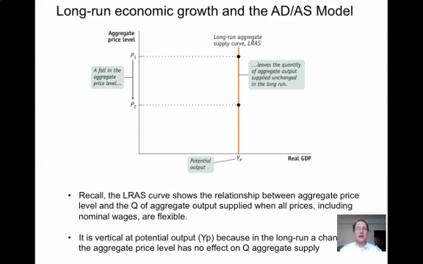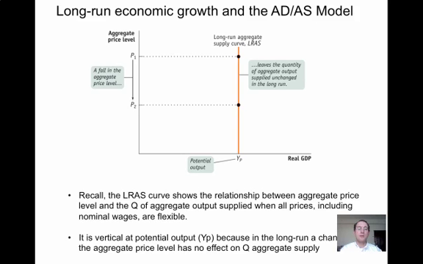Okay, let's shift over now to long-run economic growth and the aggregate demand, aggregate supply model. Again, as a review here on this slide, the long-run aggregate supply curve shows the relationship between aggregate price level on the y-axis and the quantity of aggregate output supplied when all prices, including nominal wages, and that's the important one, including nominal wages, are flexible.